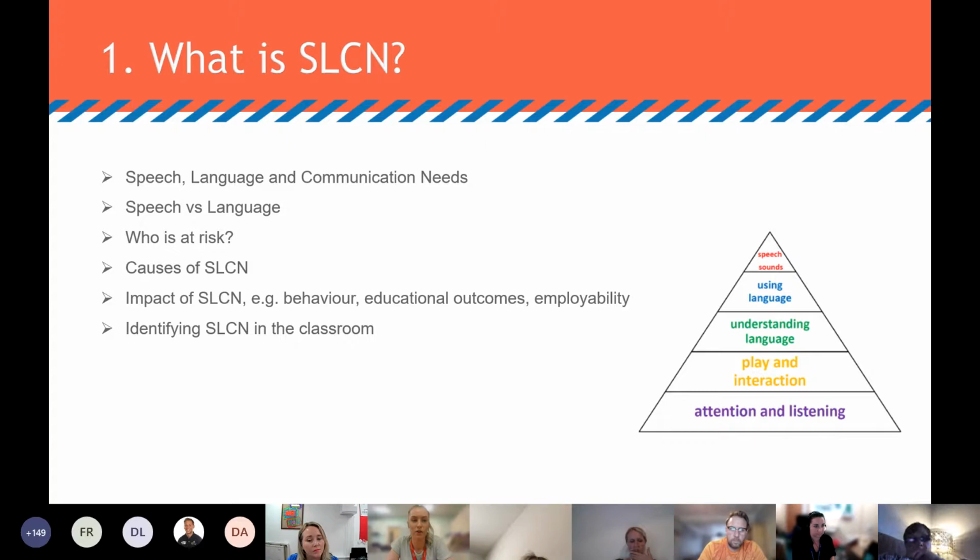We'll also be covering who is at risk, the causes of SLCN, the impact of SLCN. So this is on behaviour, educational outcomes, employability, and how you can identify SLCN in the classroom, and then how you can make appropriate referrals if necessary. And we'll also be covering the speech and language pyramid, which you can see here.